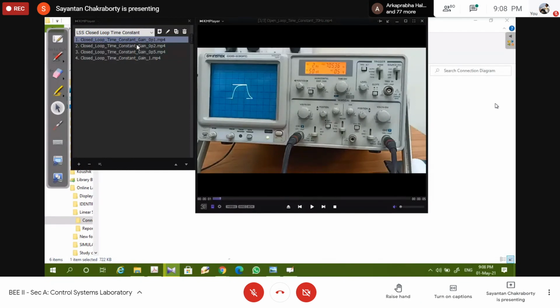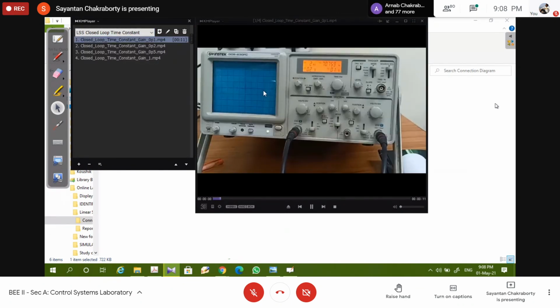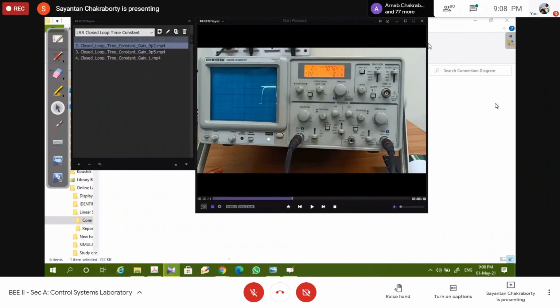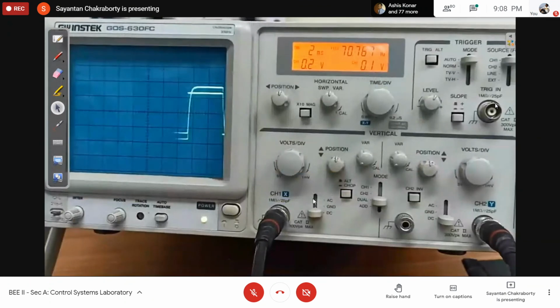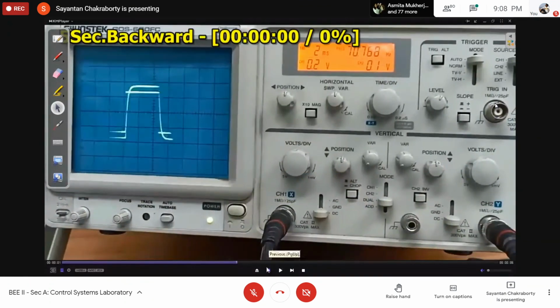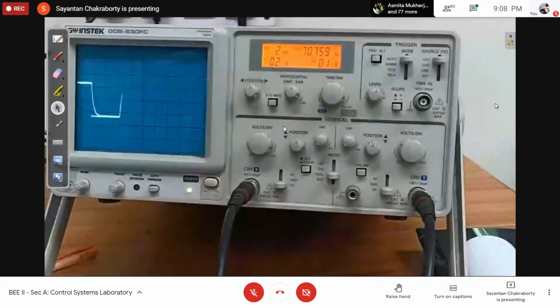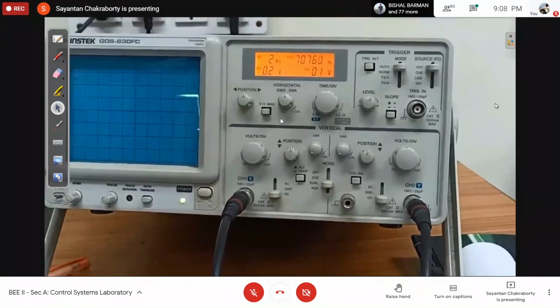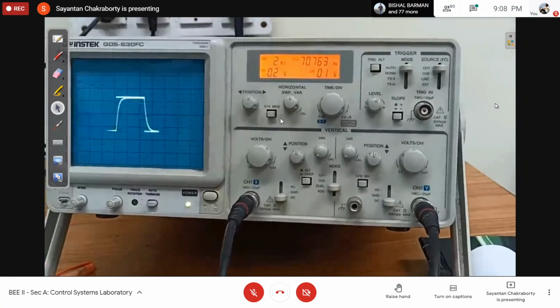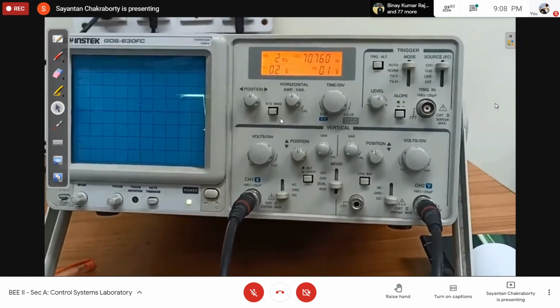So first, let's consider the closed loop time constant block. In this case, the nature will be same. The only thing is that the time constant value will change, and the steady state value will obviously change. So this is for gain 0.1. See, having a response like this. So without changing the scale, if we move on to the gain 0.2, it will come.